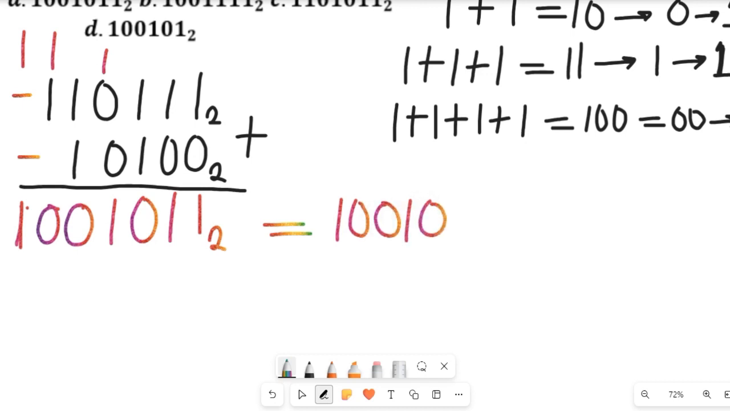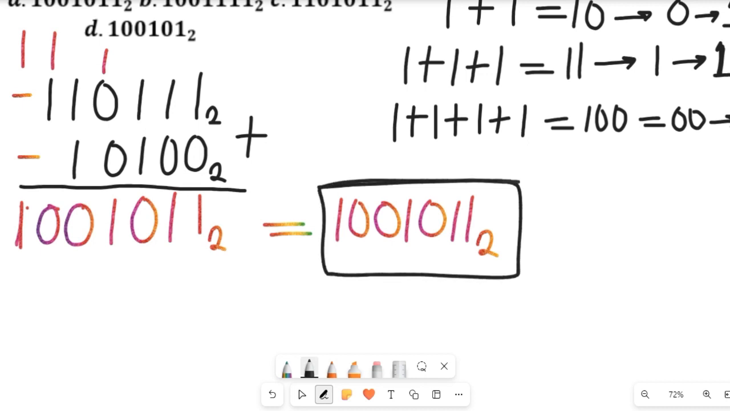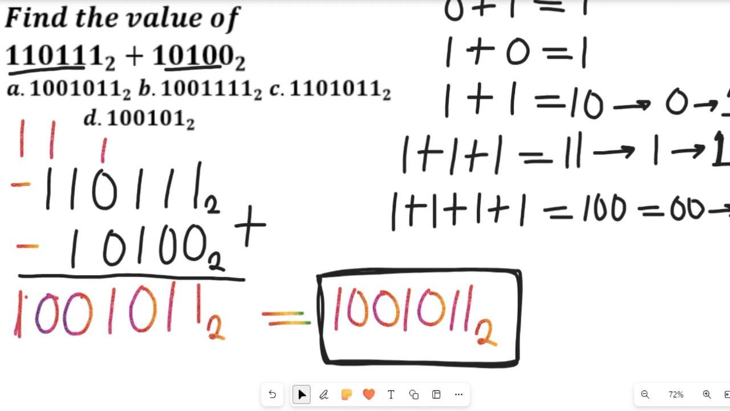1, 0, 1, 1, and it's going to be in base what? 2. And that is the solution to the addition of those two numbers in binary. Now, do we have the option there? Let's find out. The option is 100, 10, 11. 100, 10, 11. And that is option what? Option A.